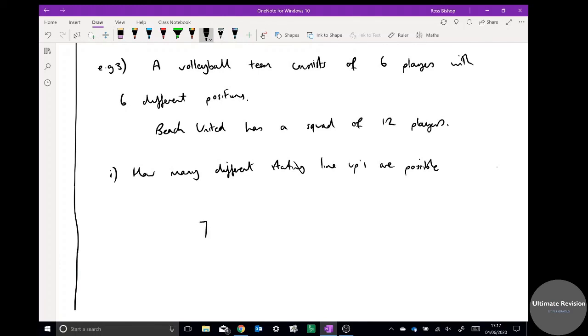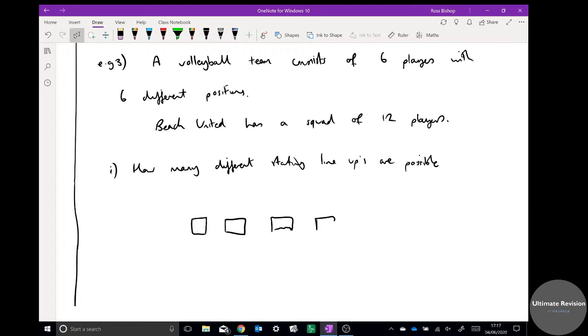Right, I'm going to set it out exactly the same way. There's 6 different options, and I'm just going to call this position. I don't know what they call the positions in volleyball, but let's say the position is position A, position B, C, D, E, and F. Imagine each position is a different area of the court, perhaps. And these are the options available.